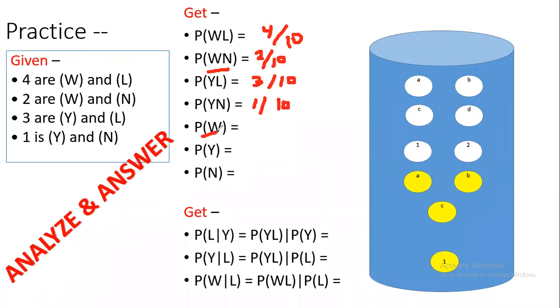Whites only. 6 over 10. So we have 1, 2, 3, 4, 5, 6. 6 whites out of 10 balls. Yellow only. 4 po. 4 over 10. And numbered only. 3 over 10. Numbered, numbered, numbered, 3 over 10. So if you divide that, you get the probability.